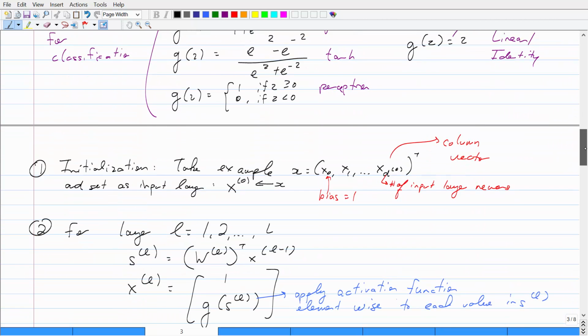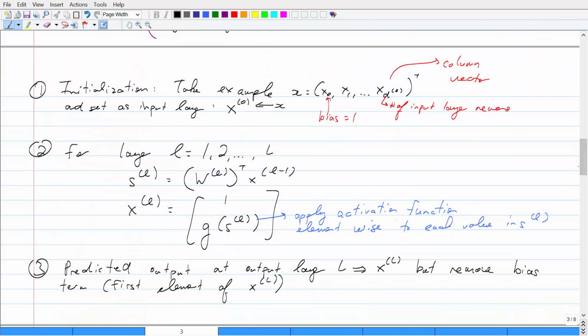What you do is very simple. You have an example that has as many features as you have neurons in the input layer, and then you initialize the input layer to be that particular example you're looking at, and you also have to account for the bias as well. So you initialize the input layer to be the example that you're looking at, and then you're just doing a very simple forward propagation.